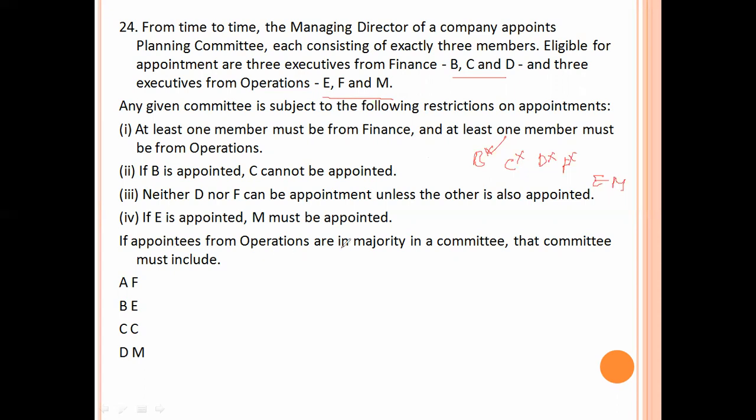If appointees from operations are in the majority in a committee, that committee must include operations E, M. From finance we will take B. That committee must include B, E, M, and it is compulsory to include M. Option number D is the right answer.